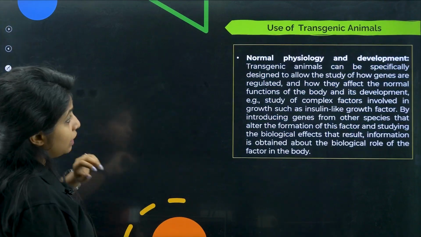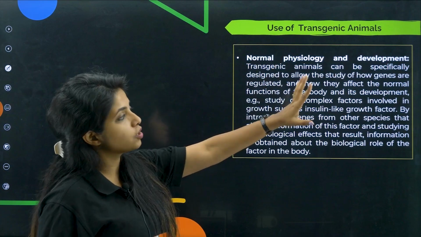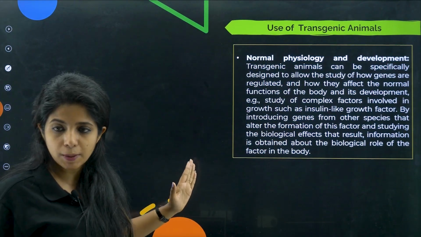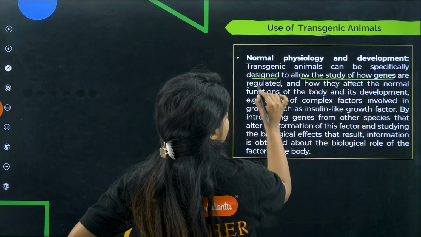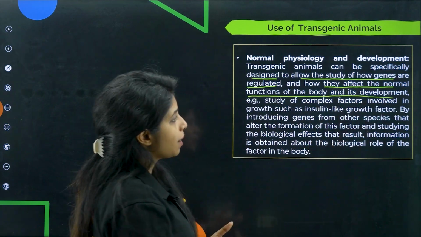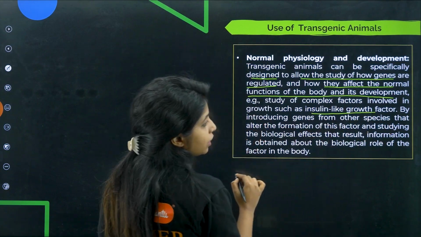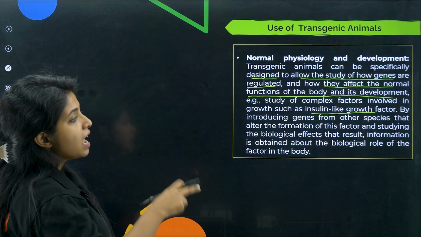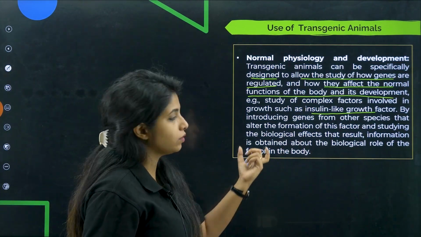Now going ahead, let's see what is the use of transgenic animals in different things. First, to understand normal physiology and development. So this is your NCERT. I'm going to read your NCERT and then explain things to you. Transgenic animals can be specifically designed to allow the study of how genes are regulated and how they affect the normal functions of the body and its development. Example, study of complex factors involved in growth, such as insulin-like growth factor, by introducing genes from other species that alter the formation of this factor and studying the biological effect that results. Information is obtained about the biological role of the factor in the body.